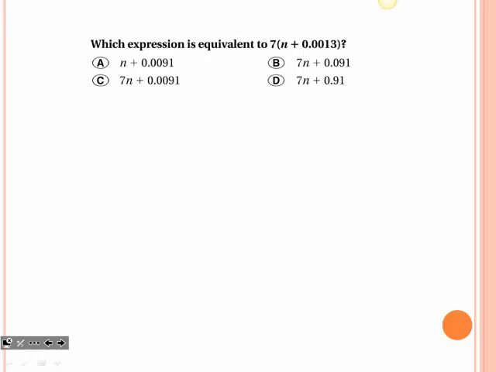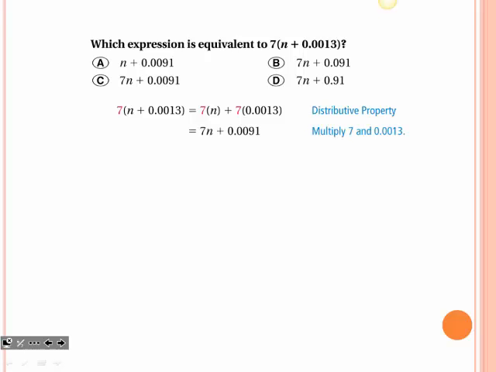All right. Which expression is equivalent to 7 times (n plus 0.0013)? Notice that it's parentheses, so we're going to have to do the distributive property. So we're going to have to do 7 times n and then 7 times 0.0013. 7 times n is just 7n. 7 times 0.0013, that's something you'd actually have to figure out.